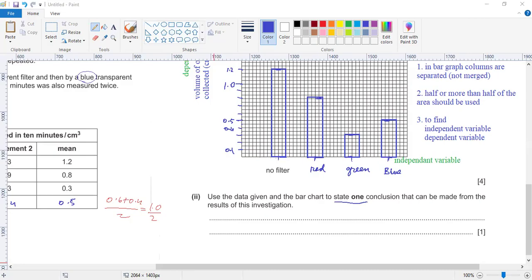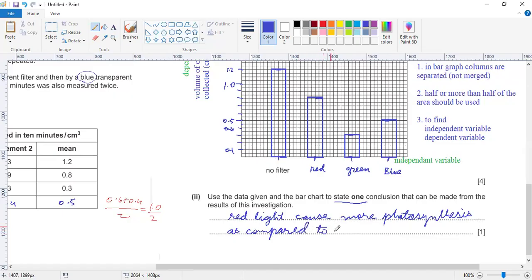red light causes more photosynthesis, or you can write red light is more important for photosynthesis as compared to green and blue.